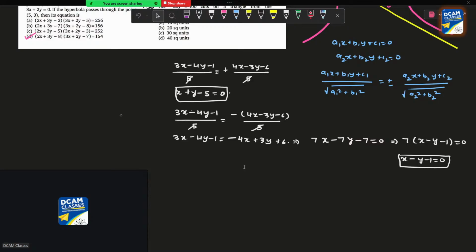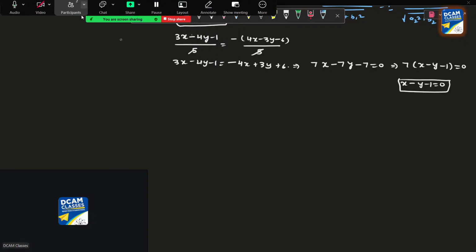In the last class, what we have done is that today I'll complete this hyperbola. It took so much time. I'll teach about the rectangular hyperbola today.